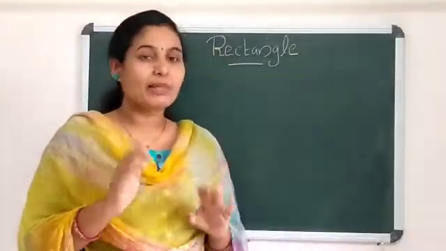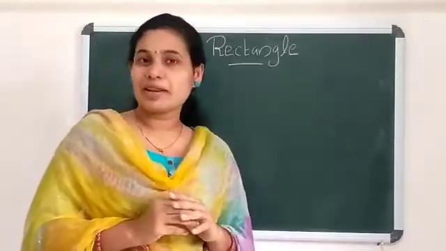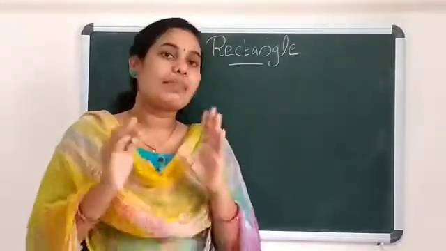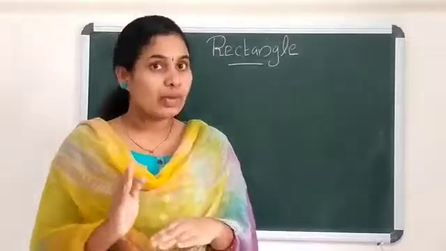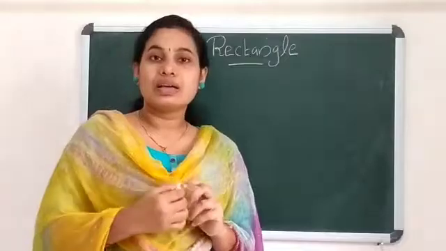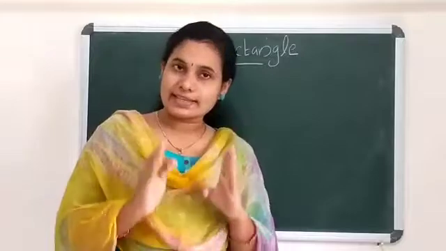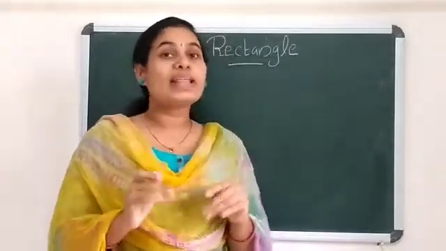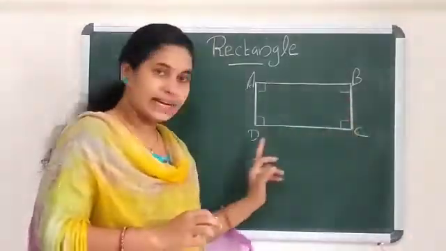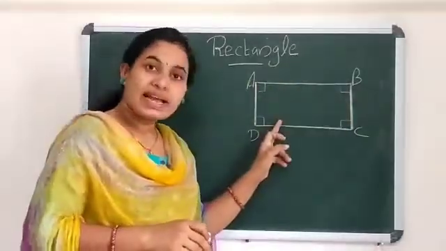Now we are going to study the second kind of parallelogram, that is a rectangle. Rectangles are very familiar to us, no? What is the speciality of a rectangle? Actually, a rectangle is a parallelogram, so all properties of a parallelogram are satisfied by a rectangle also. Now, what are the extra features of a rectangle? A rectangle is a parallelogram in which all the angles are right angles. Here you can see a rectangle ABCD. The speciality of a rectangle is that all the angles are right angles.